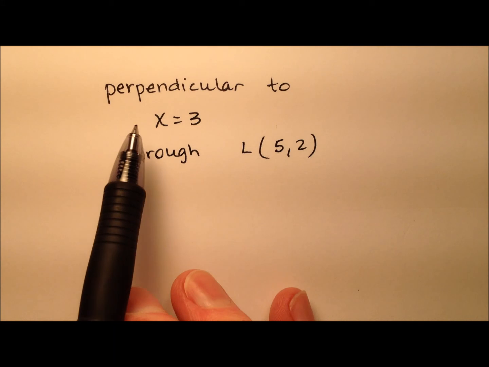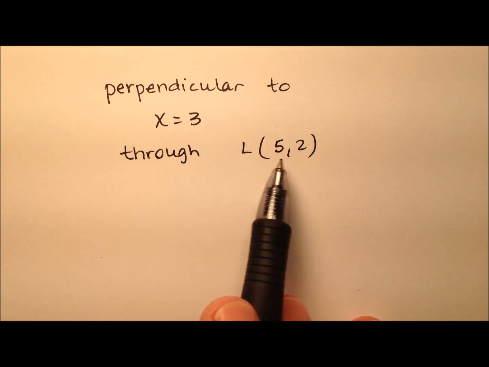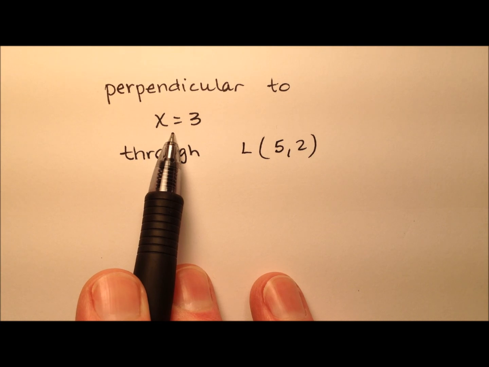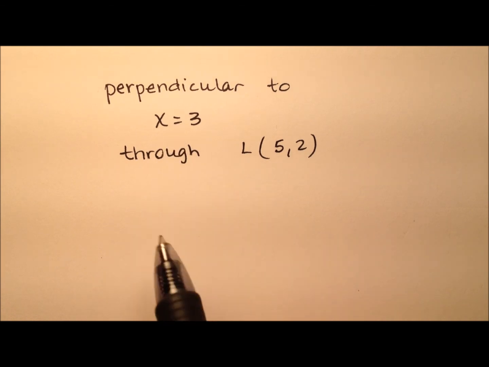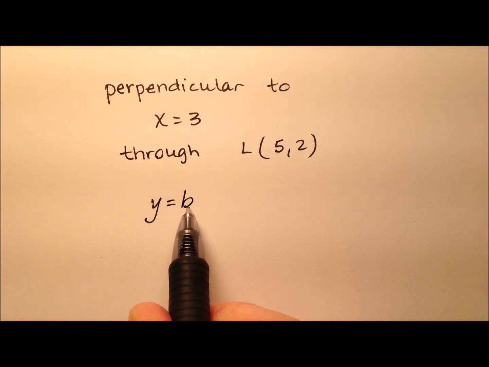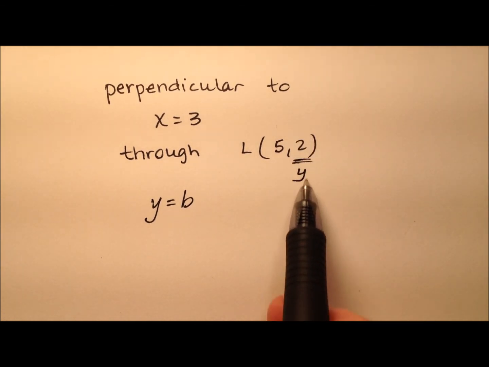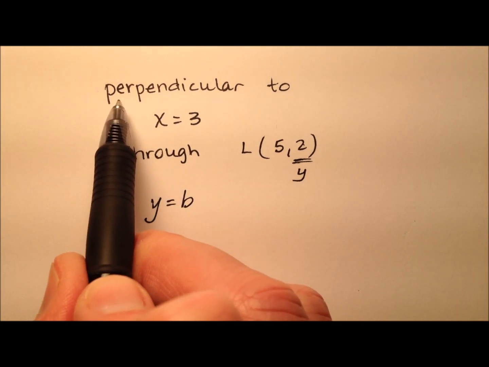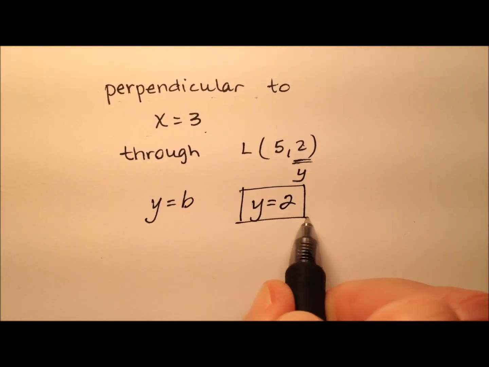In this final example, we're going to write the equation of a line that's perpendicular to x equals 3, but this new line is going to pass through point L, 5, 2. Well, x equals 3 describes a vertical line, and we've already said that perpendicular to a vertical line is a horizontal line. And all horizontal lines have the equation y equals b, which is the y-intercept, or y equals the y value. So we have a y-coordinate here, which is our y value, in our point, and that's 2. So the equation of the line that's perpendicular to this vertical line will be a horizontal line, y equals 2.